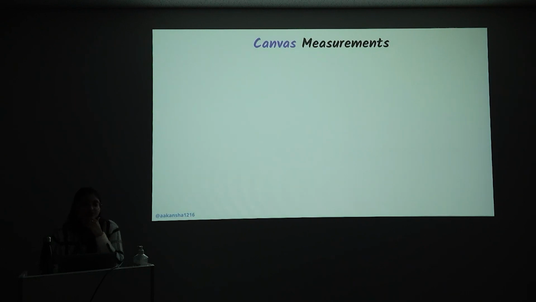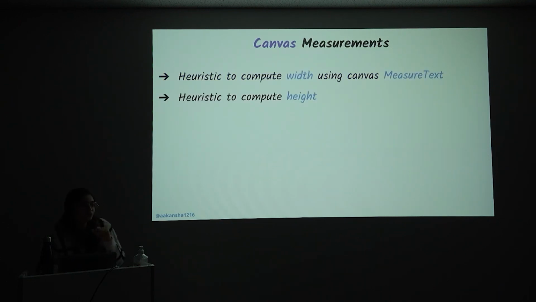In this case, we are using only canvas measurements. We are completely moving away from DOM measurements. So we need a way to compute the width of the entire text. Till now, we were using the measure text API in the wrapping algorithm, but now since we are moving completely away from the DOM measurements, we need to compute the width of the entire text using the measure text API, and we also need a way to compute the height of the text as well. So let's see how we can do that without DOM measurements.